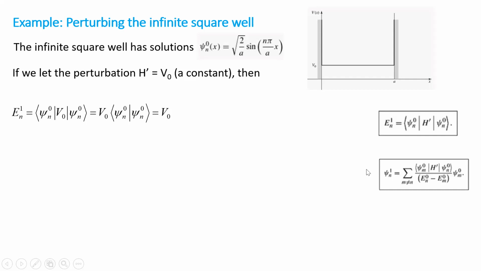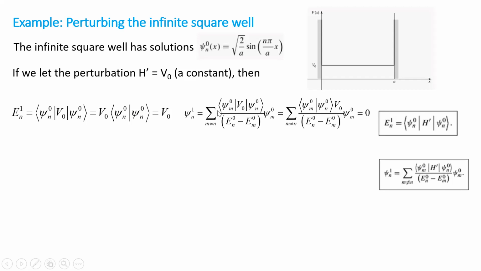Okay. The second expression is for the first order correction to the wave function, psi n1, n for the nth wave function, 1 for the first order correction, which is this sum here. So here, putting in this sum, we substitute V0 for H prime again. And since V0 is a constant, here's our expression: the sum for m not equal to n of psi m0 V0 psi n0 over the difference in energies times psi m0. So it matches what we had before, except we have V0 for H prime.